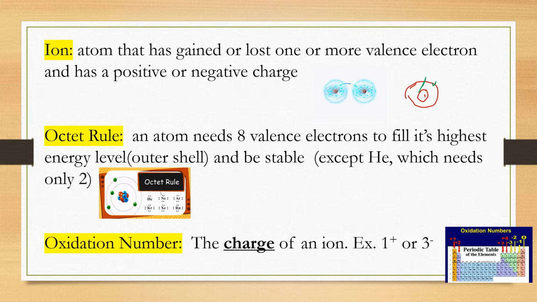Oxidation number is a fancy word for the charge of an ion. We'll normally talk about it as charge, but once in a while you might see the term oxidation number, and I don't want you to be confused. So it's the charge of an ion, example 1 plus or 3 minus. And I know some of you guys asked, can you write it this way, plus 1 or minus 3? Absolutely. I don't care where the plus or minus is, as long as it's there.